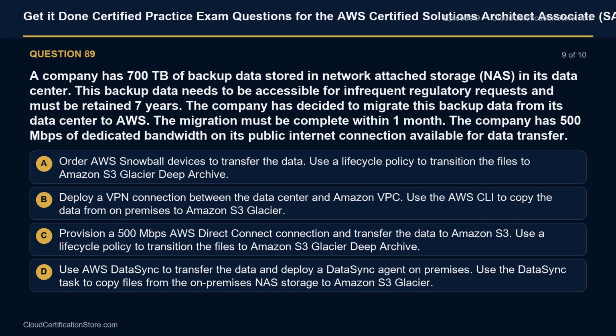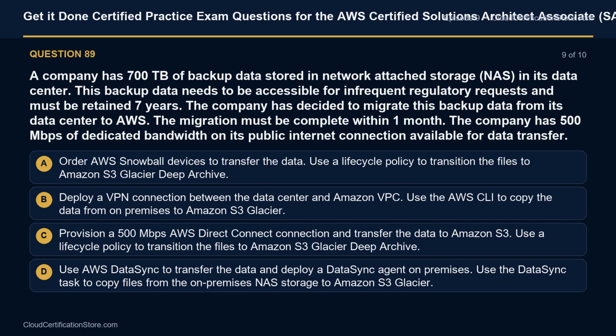Question 89. A company has 700 TB of backup data stored in Network Attached Storage (NAS) in its data center. This backup data needs to be accessible for infrequent regulatory requests and must be retained for 7 years. The company has decided to migrate this backup data from its data center to AWS. The migration must be complete within 1 month. The company has 500 Mbps of dedicated bandwidth on its public internet connection available for data transfer.